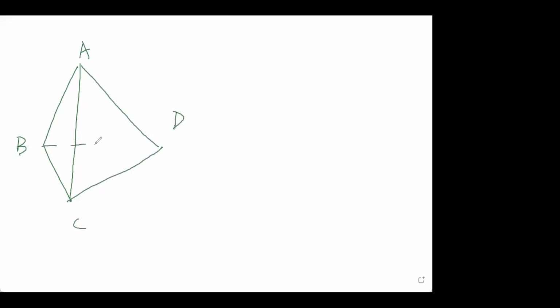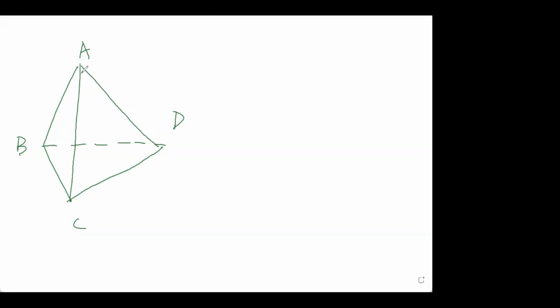And the first one is totally out of nowhere. So I will just draw random stuff. So suppose A is here, and here is B, C, and D. I'm not sure if I described D very clearly.